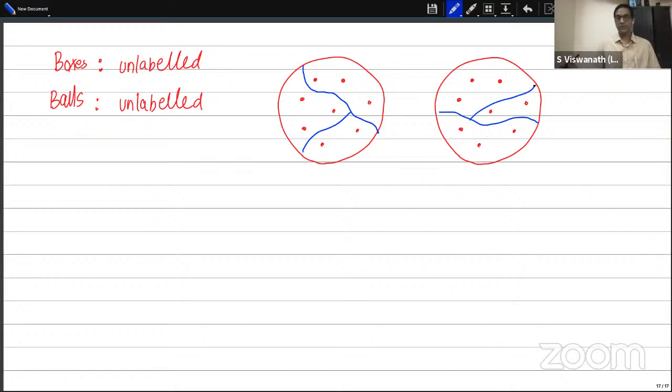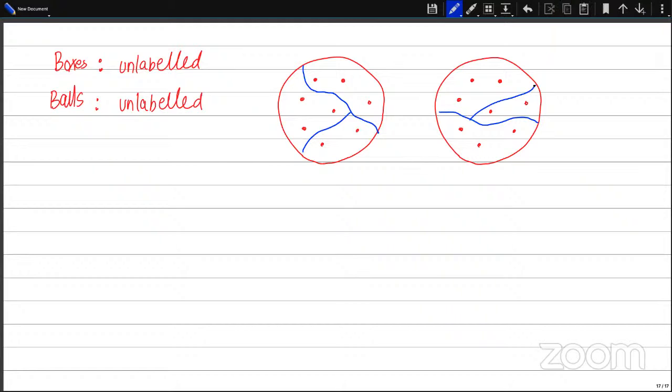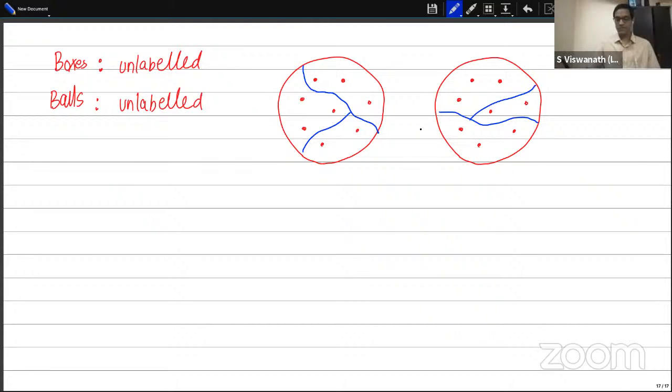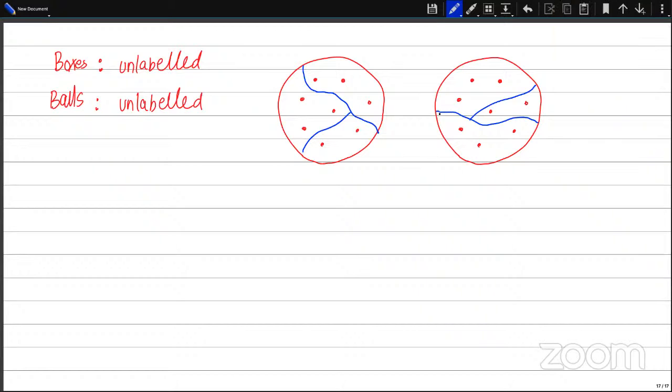Are these different or the same division? Same only. Same, why? No labeled, so. Correct. So it's not labeled, but why do you say they're the same? Boxes are also not labeled, so both count. So 2 boxes contain the same number of balls and the remaining 2 balls.